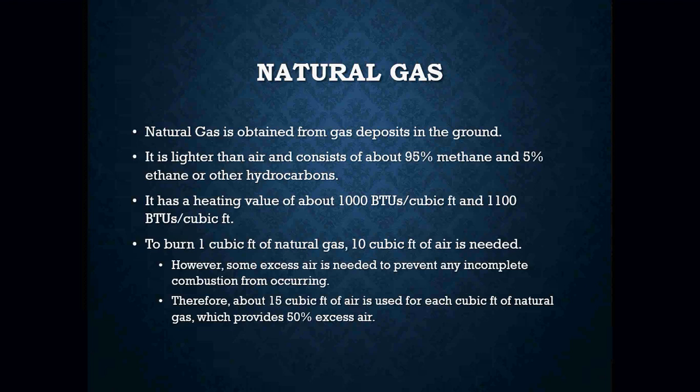To burn 1 cubic foot of natural gas, 10 cubic feet of air is going to be needed. However, some excess air is needed to prevent any incomplete combustion from occurring. Therefore, about 15 cubic feet of air is used for each cubic foot of natural gas, which provides about 50% excess air.